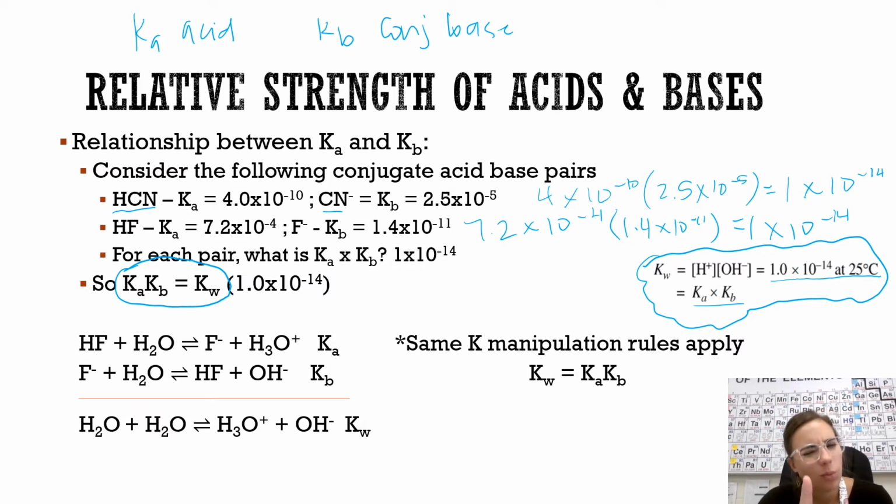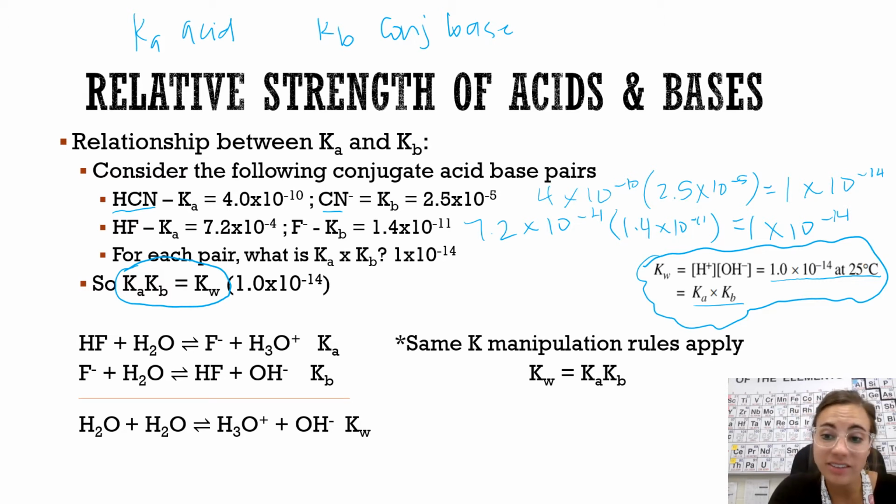Now, why does it equal Ka times Kb? Well, I'm glad you asked. If you look at this first equation, it's the acid dissociation for hydrofluoric acid. That would have a value of Ka. Well, its complement reaction for its conjugate base would be the fluoride ion plus water yielding HF and OH minus, and that would be Kb.